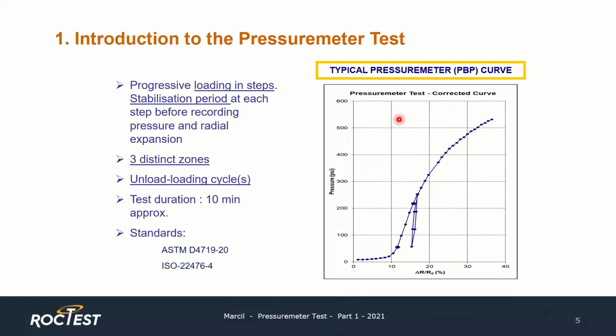The results obtained from a pre-bored pressure meter test typically look like this. The test is performed by progressively loading the ground by steps. At each step, there's a stabilization period before recording the data. On this graph, the first portion of the curve at the bottom corresponds to the moment when the inflatable membrane of the probe makes contact with the borehole walls.